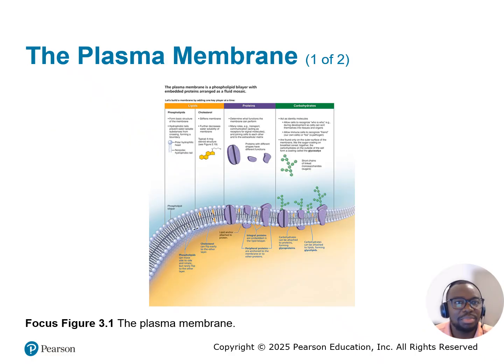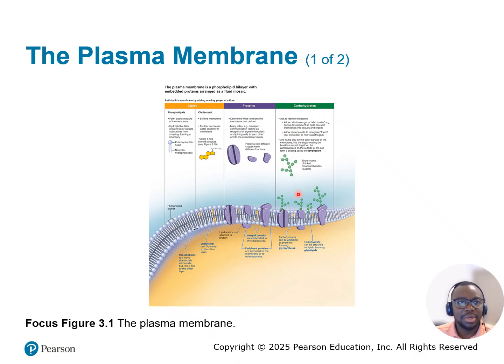This is a schematic representation of the plasma membrane. As already mentioned, the plasma membrane is a phospholipid bilayer with embedded proteins arranged as a fluid mosaic. Plasma membrane lipids include phospholipids and cholesterol. Phospholipids form the basic structure of the plasma membrane. Cholesterol stiffens the membrane and decreases water solubility. Proteins determine what function the membrane can perform and could be integral or peripheral.